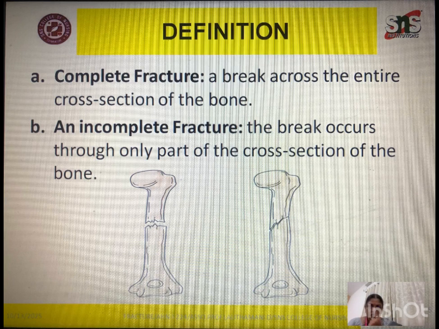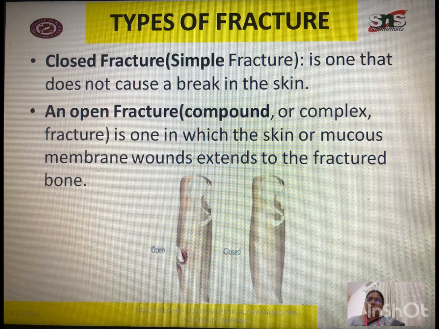When we understand this, we need to find out the definition of each fracture. We can call them complete fracture and incomplete fracture. A complete fracture is a break across the entire cross section of the bone, and in an incomplete fracture the break occurs through only part of the cross section of the bone. In the image you can clearly see the first picture is a complete fracture and the second picture is an incomplete fracture.